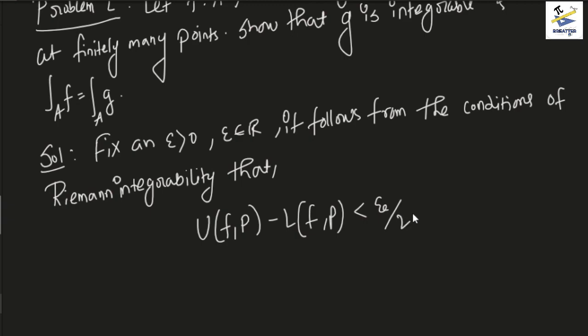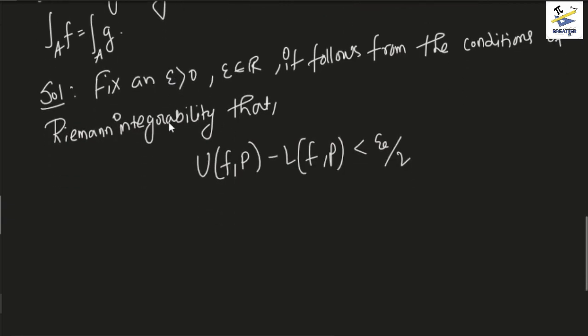Less than epsilon by 2. Now, since we know that the partitions should be different for f and g, because what we understand is that g is not equal to f at finitely many points, right? So if we are going to integrate f with the partition p, then we should need another partition p prime.